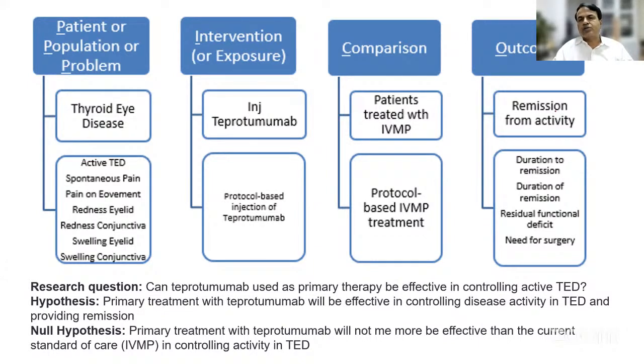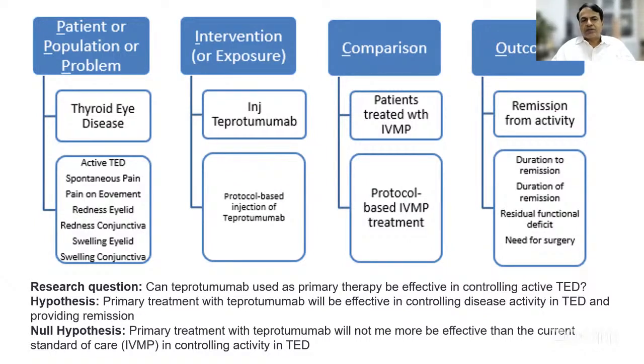After how many months of use of teprotumumab has the patient remitted from activity? What is the duration of remission? For how long does the patient stay in remission? What is the residual functional deficit? That is, does the patient have less diplopia, less need for, say, orbital decompression, less eyelid retraction, etc.